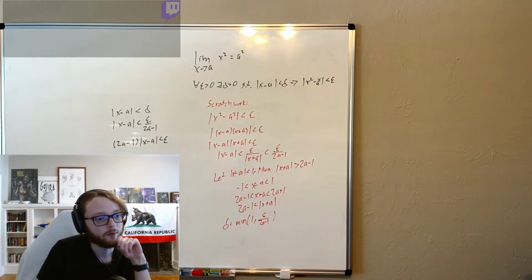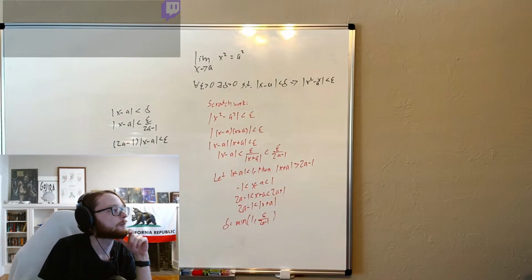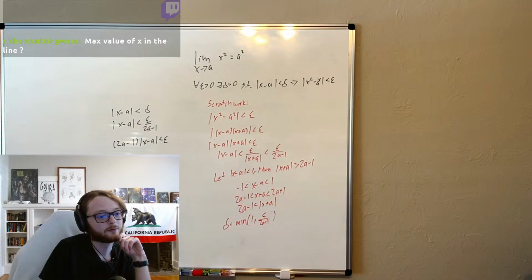If you want to, so making that number line you're saying underscore max value of x in the line. I'm not sure what you're saying with that, Richard.